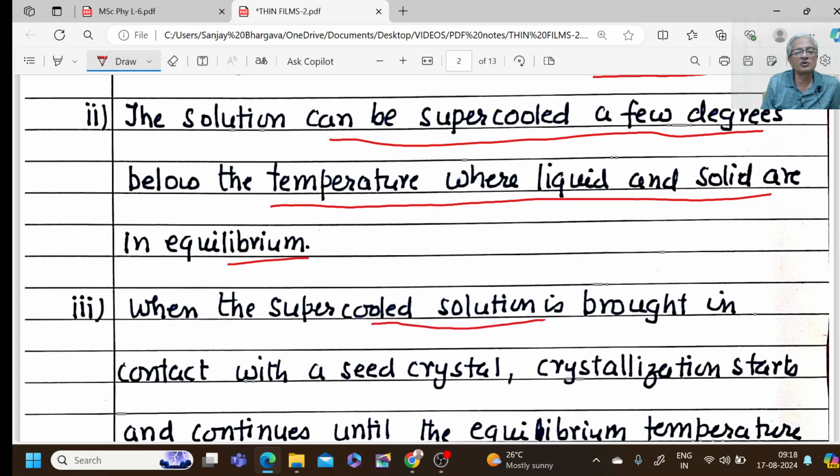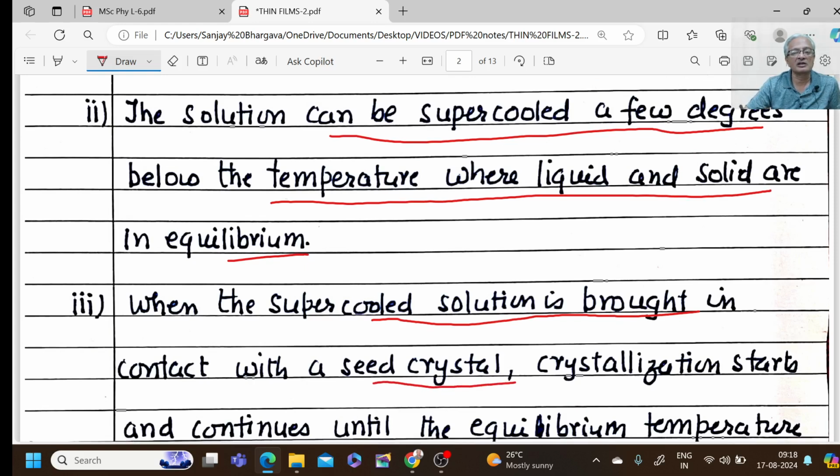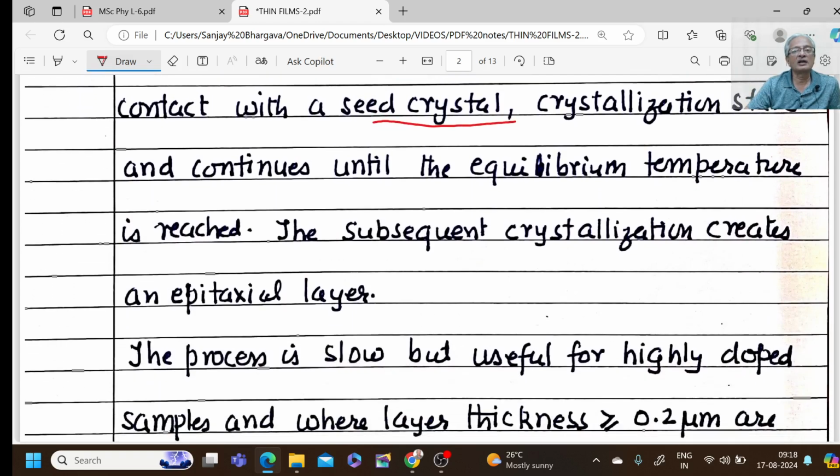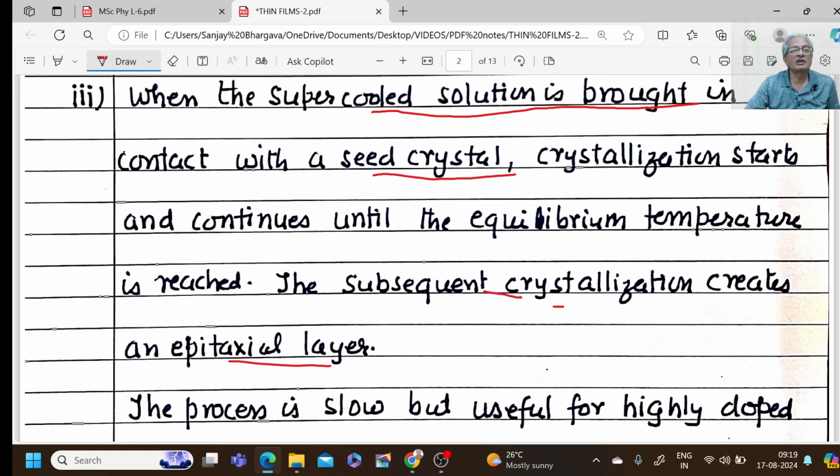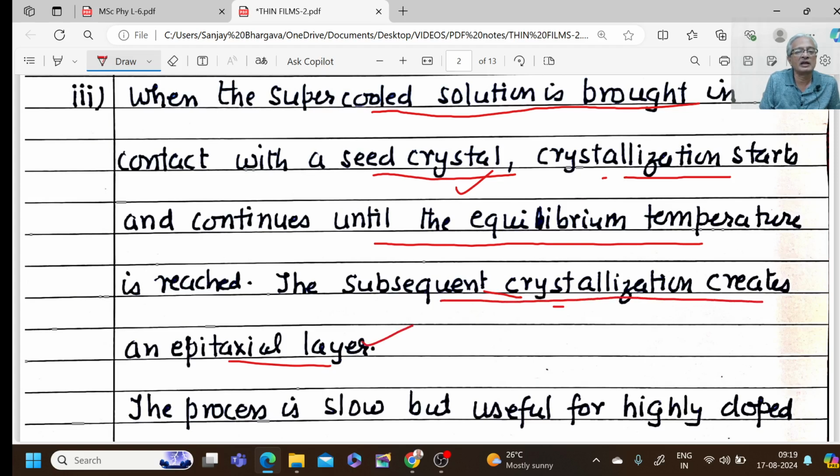When the supercooled solution is brought in contact with a seed crystal, then crystallization starts and continues until the equilibrium temperature is reached. The subsequent crystallization creates an epitaxial layer. So what is the process? When the supercooled solution is brought in contact with a seed crystal, so you require a seed crystal, the process of crystallization starts and continues until the equilibrium temperature is reached. The subsequent crystallization creates an epitaxial layer.